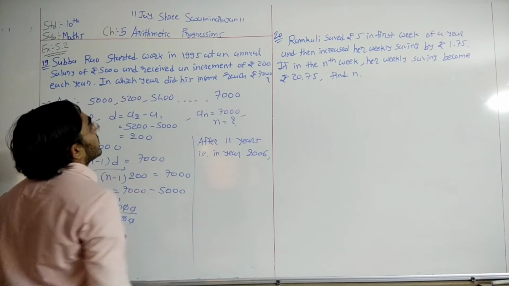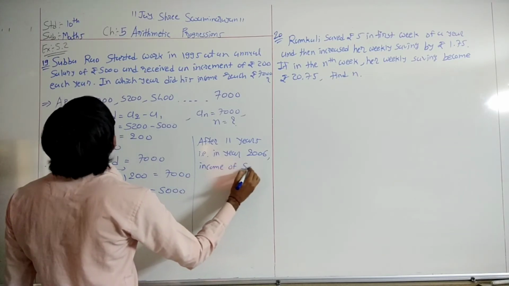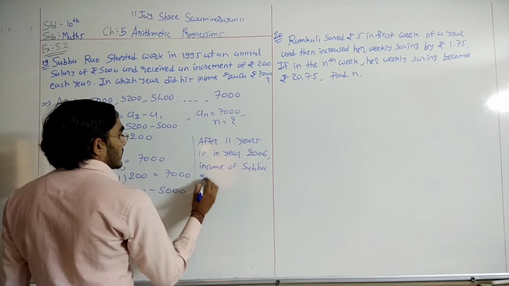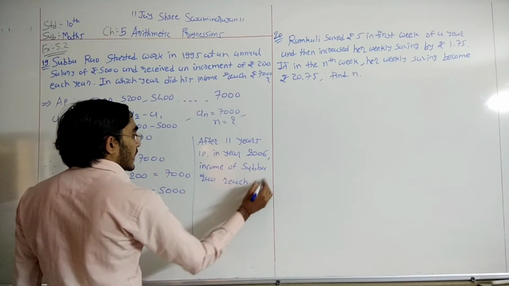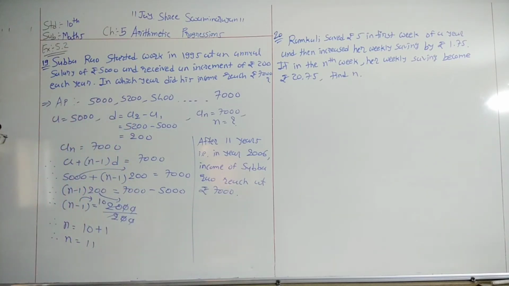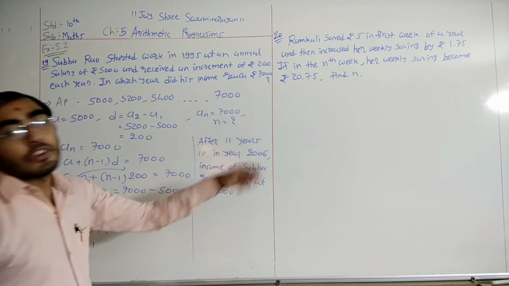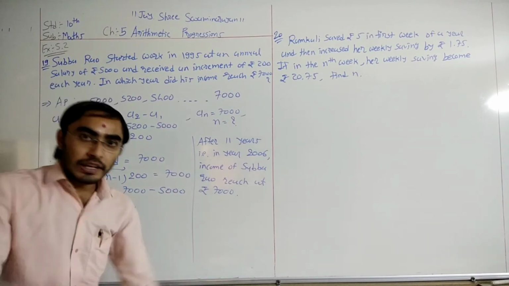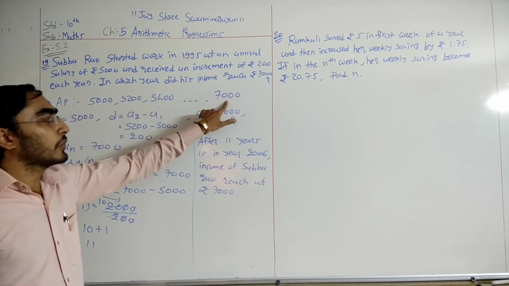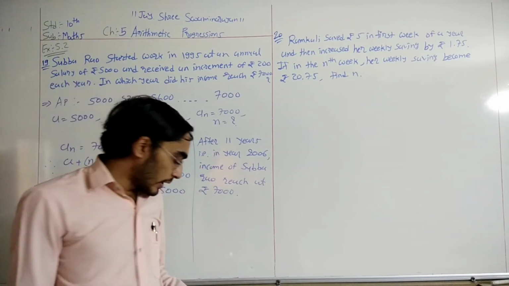The income of Subbarao reached rupees 7,000. So here we are getting the value of n, that means after 11 years salary becomes 7,000. After 11 years, that means in 2006, Subbarao gets the salary 7,000. Started with 5,000, every time 200 increment. In which year does it become 7,000? So we need to find the value of n. So after 11 years, salary becomes 7,000.